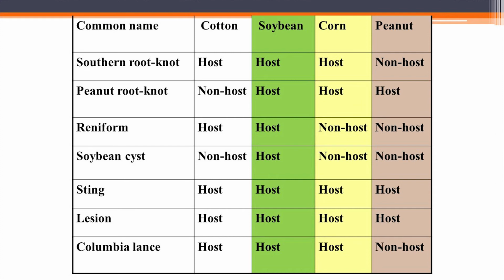Soybean is a host for everything, but not as good as other crops. So reniform will grow on soybean, but it doesn't increase as well as it does on cotton. So that is an option. Corn is great. It hosts all the root knots, but it doesn't host reniform or soybean cyst. So that's good. Peanut hosts only the peanut root knot, not the southern root knot. And it doesn't host reniform or soybean cyst. So those are options if you have them, and they're good.